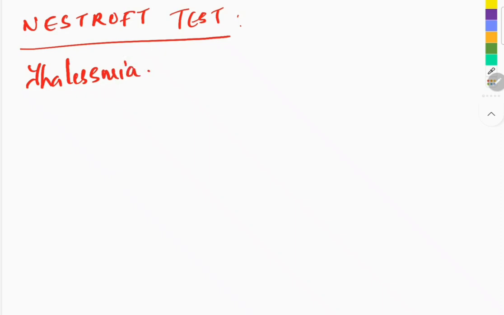Now what do we do in this test? What is the full form of this test, by the way? It is naked eye single tube red cell osmotic fragility test. Again, once more, it is naked eye single tube red cell osmotic fragility test.